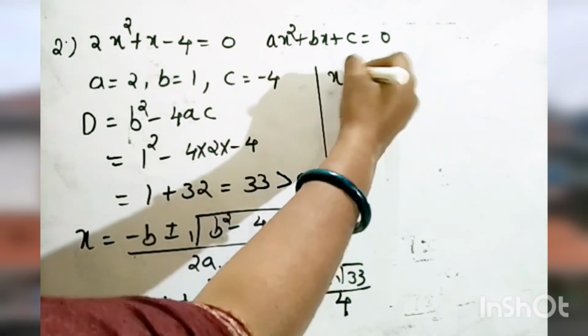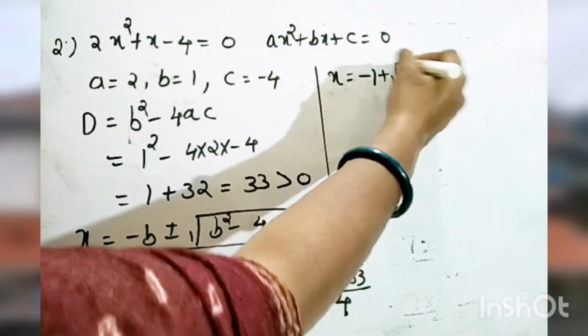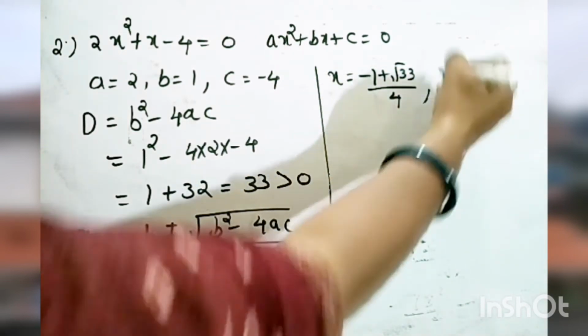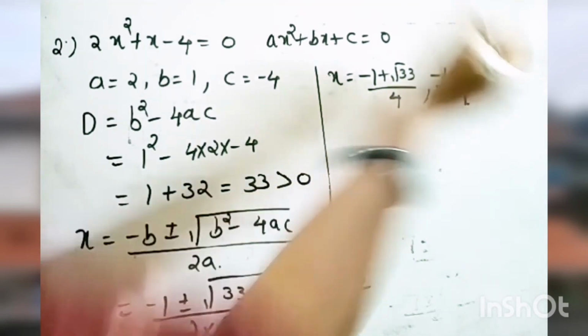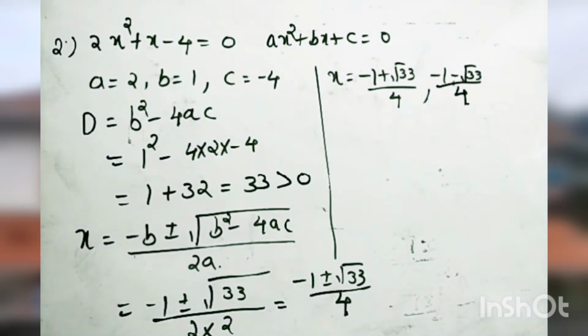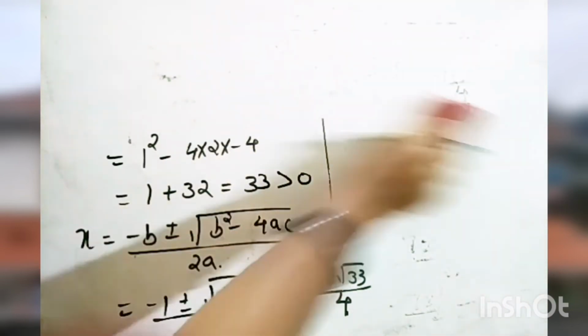That means x is equal to minus 1 plus root 33 by 4, comma, minus 1 minus root 33 by 4. We don't know the value of root 33, that is, 33 is not a perfect square. So x is equal to minus 1 plus root 33 by 4, and x is equal to minus 1 minus root 33 by 4. Third one.